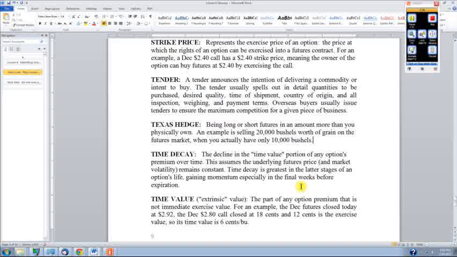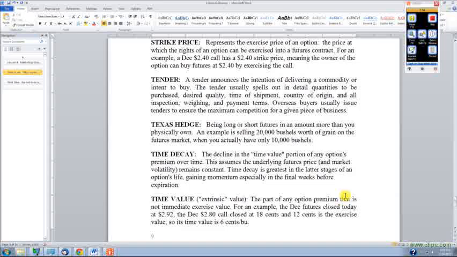Time decay is the decline in the time value portion of any option's premium over time. This assumes the underlying futures price remains constant. Now, anytime you buy an option, let's just say you want to put in a $5 put, and you're expecting prices to go down to $4.50. The difference between the $5 put and the exercise price of $4.50 is 50 cents. However, other people are likely also going to think that the market's going to go down, and so there is value there in addition, so that instead of costing you 50 cents, it may cost you 70 cents. But over time, that amount will decay, and it will become closer to the actual 50 cents. It can work either way for you or against you in terms of time decay, but that's what that's about.